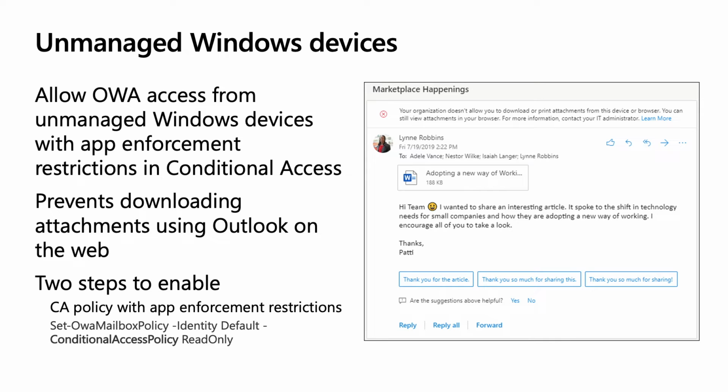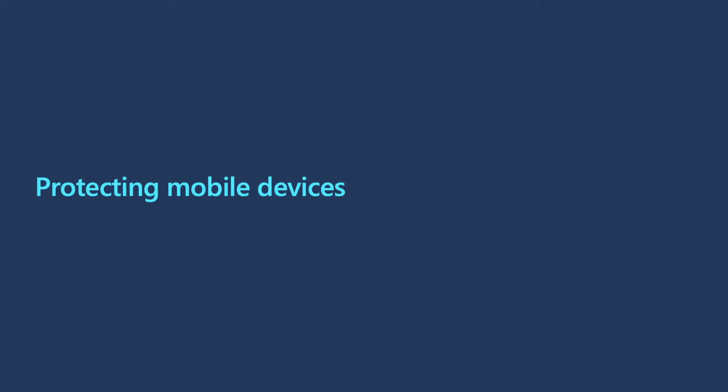This will ensure that when the user logs off the session, no data is retained within the session cache, thereby minimizing any potential data leakage that an attachment would otherwise leave behind. So now that we've discussed how to protect Windows devices, let's look at how we can protect mobile devices.